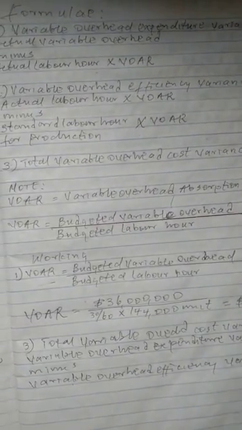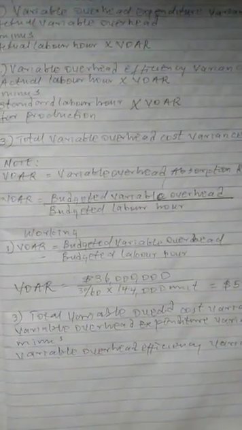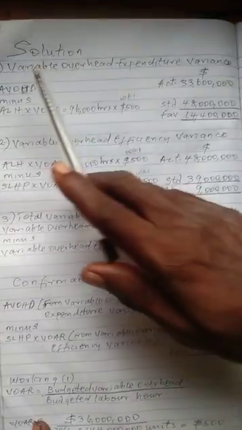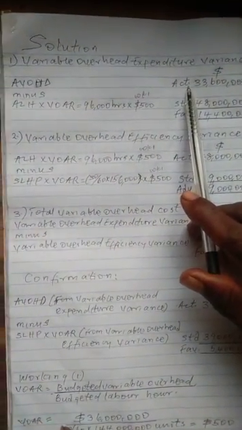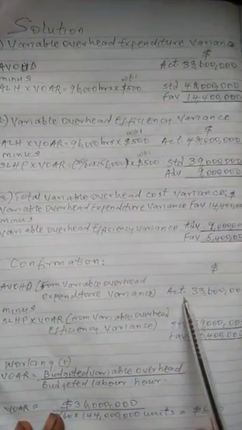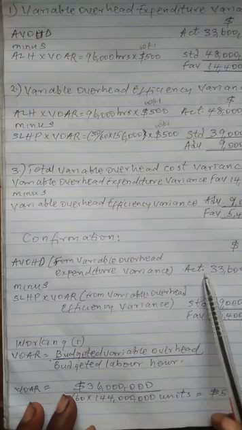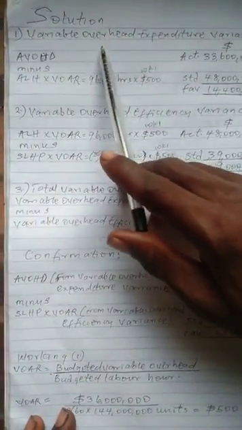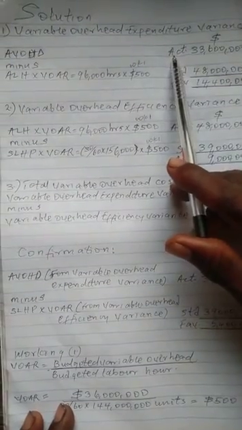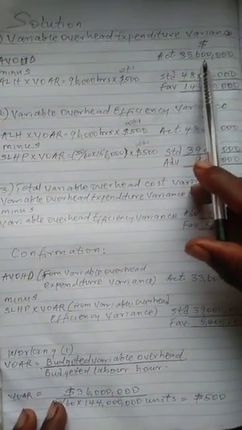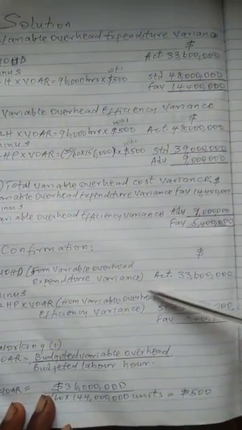When you have arrived at your total variable overhead cost variance, you can confirm it by going to the variable overhead expenditure variance, the actual aspect of it. You pick it, look at it here. This is it: 33,600,000.